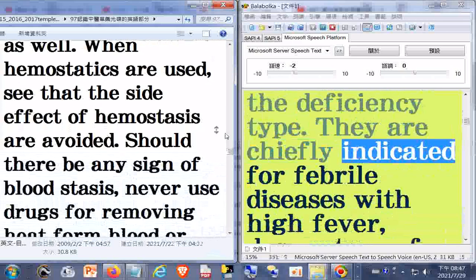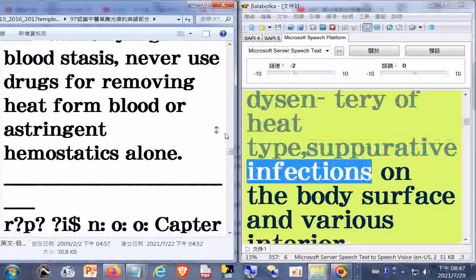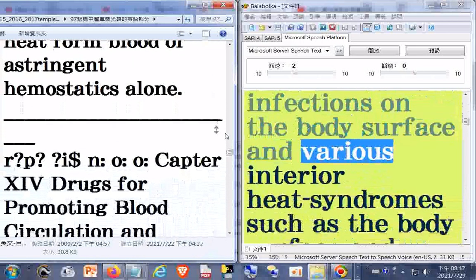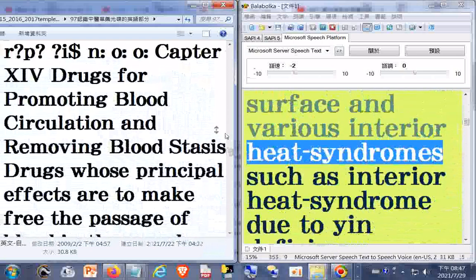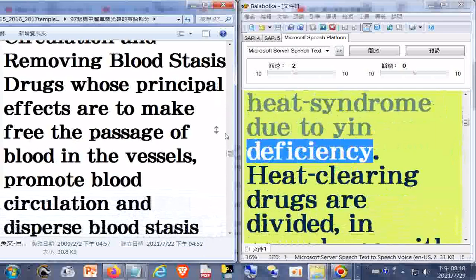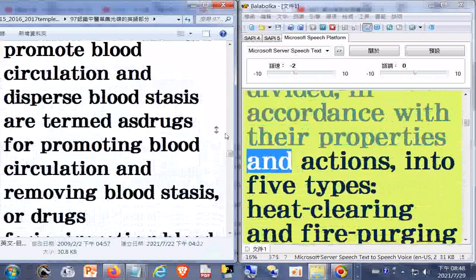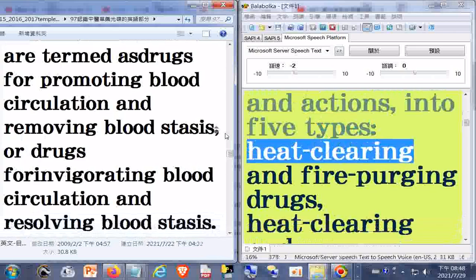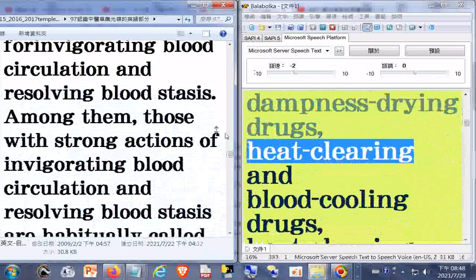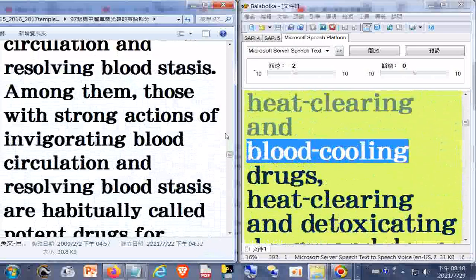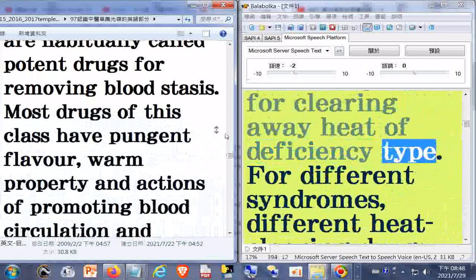They are chiefly indicated for febrile diseases with high fever, dysentery of heat type, suppurative infections on the body surface and various interior heat syndromes such as interior heat syndrome due to yin deficiency. Heat-clearing drugs are divided, in accordance with their properties and actions, into five types: heat-clearing and fire-purging drugs, heat-clearing and dampness-drying drugs, heat-clearing and blood-cooling drugs, heat-clearing and detoxicating drugs, and drugs for clearing away heat of deficiency type.